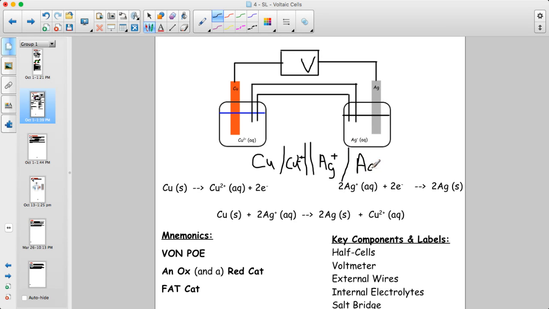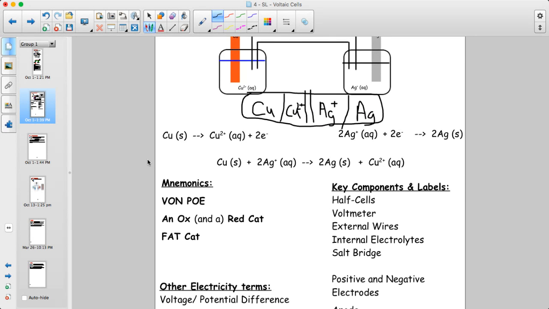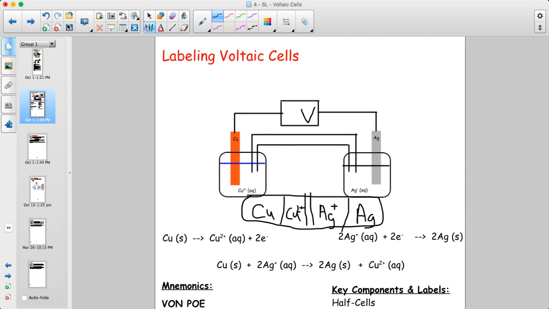I don't think it's going to be a major issue, but if they talk about the cell convention, it's just a way of describing a voltaic cell in shorthand. So I've got one half cell over here, one half cell over here, and the salt bridge by these two vertical lines between them. And that is voltaic cells in a nutshell, and we'll talk about it more in class.